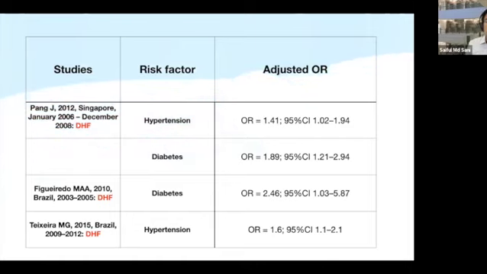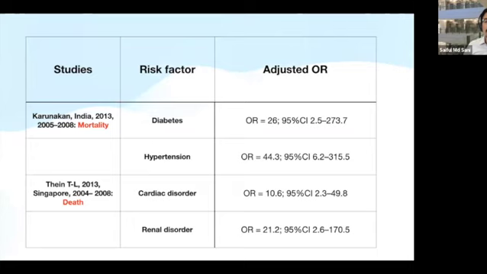In terms of mortality and death, these are the papers and these are the evidence. It's much more obvious. The odds ratio covers between 10 to up to 44. And the risk factors are again the same: diabetes, hypertension, cardiac disorders, renal disorders.